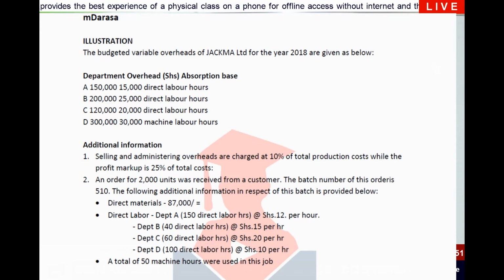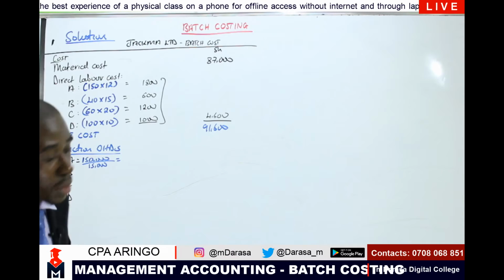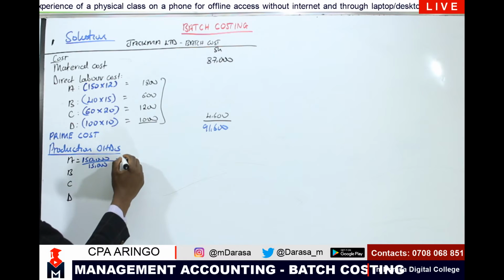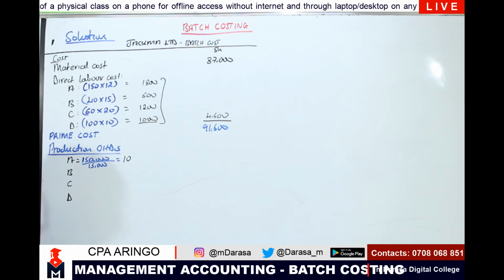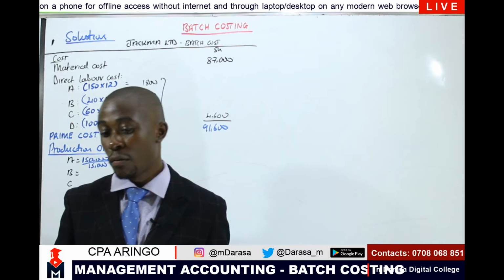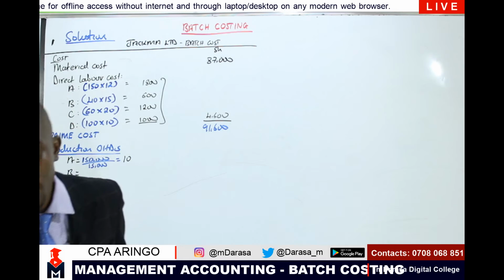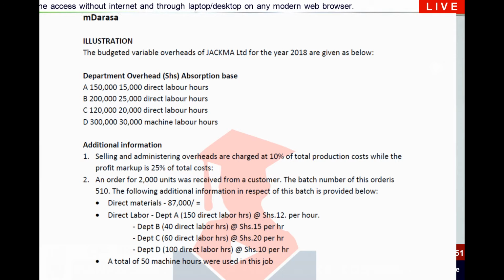Department overheads in shillings, then I'm given the absorption base. So in that case, I need to determine our production overheads based under each component given here: department A, department B, department C, and department D. These are production overheads that I was given.